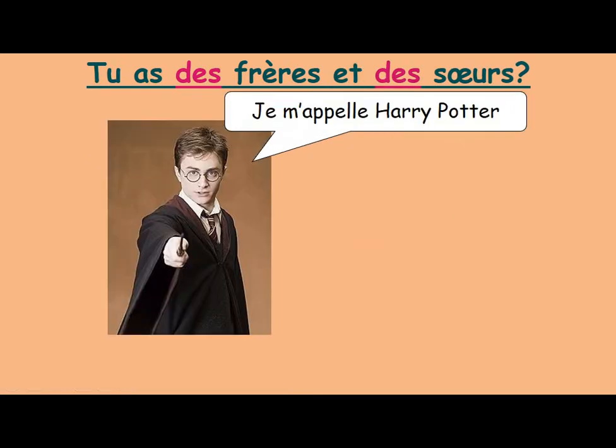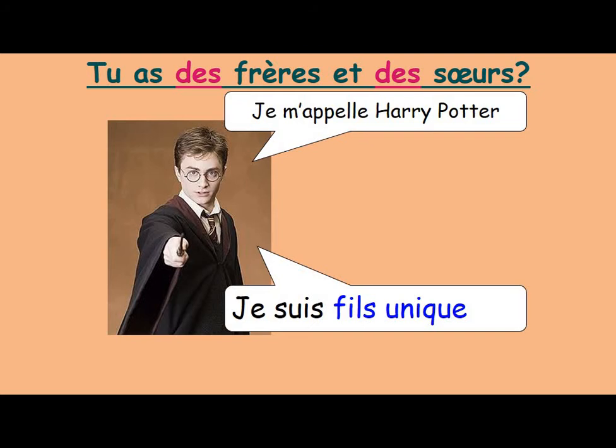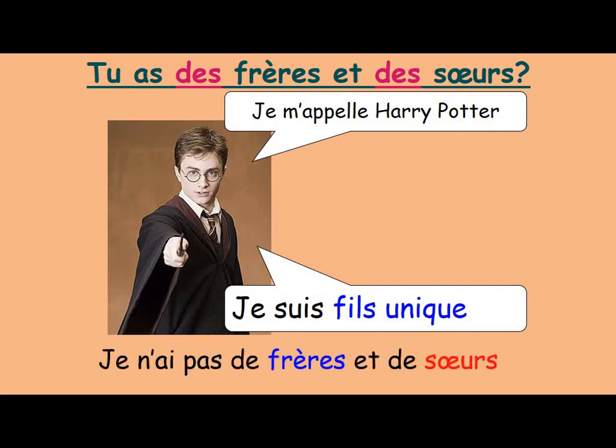Moving on. Next. Harry Potter. Now, it really does help if you've seen the films. But if you haven't, Harry is an only child. So how might you write that in French? There's a number of different ways that you can do this. Mark yours against this one now. Je suis fils unique. Or, of course, je n'ai pas de frères et de sœurs.